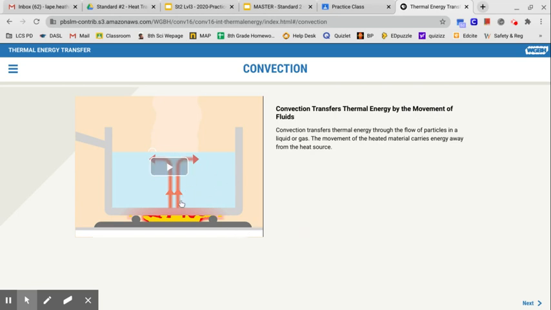And we remember that heat rises, and as the temperature cools, it falls and creates convection currents, which will be very helpful for you to understand how the heat transfers on the inside of our Earth.